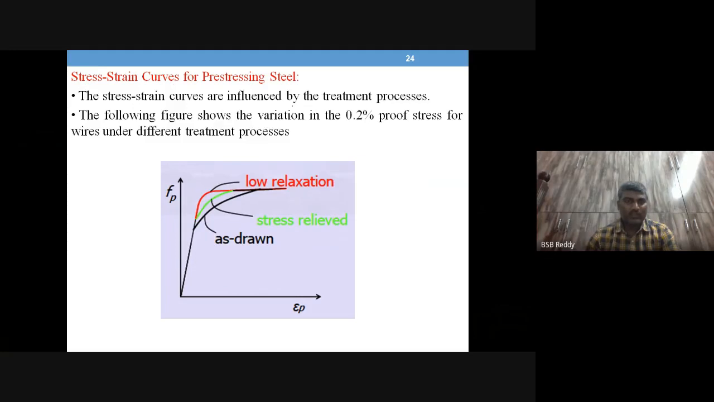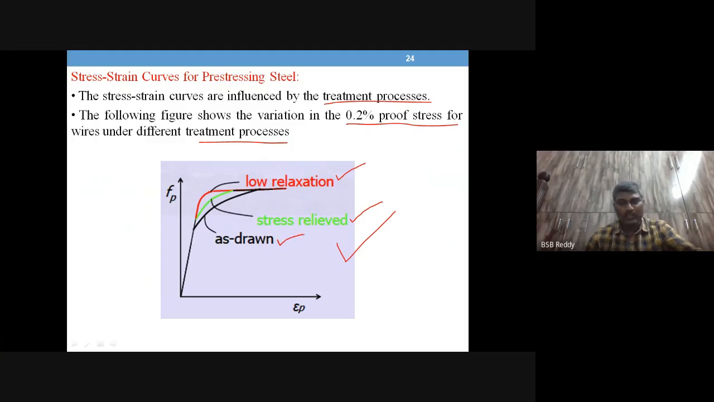Now, stress strain curves for pre-stressing steel are influenced by the treatment process that is given in this diagram. How the treatment process will change the stress strain curve. So the variation of proof stress, 0.2% proof stress, for wires under different treatment processes are being drawn here. The topmost curve is for the process of low relaxation, the middle one, which is a green one, is stress relieved wire, and the bottom one is as drawn wire.